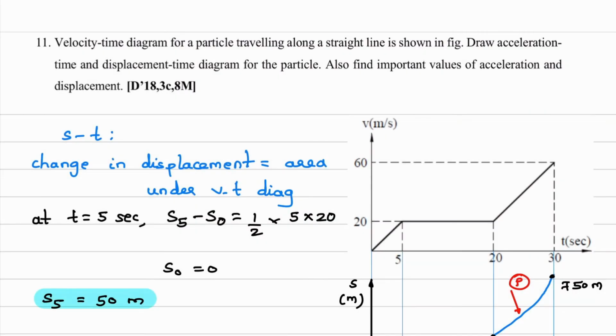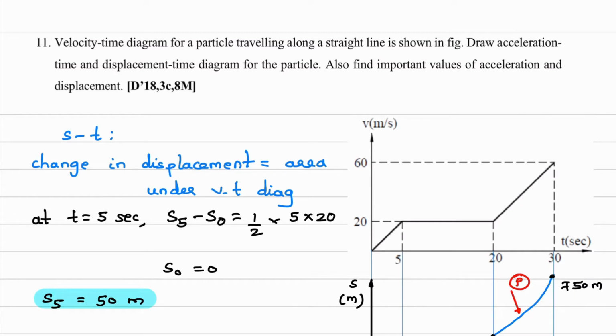So welcome to this lecture. We will continue with the numerical which we had solved in the previous lecture. So we had drawn the ST diagram for this question. The velocity time diagram for a particle traveling along a straight line is shown. So the VT diagram is given. We have to draw the AT diagram and the ST diagram, and also find important values of acceleration and displacement.